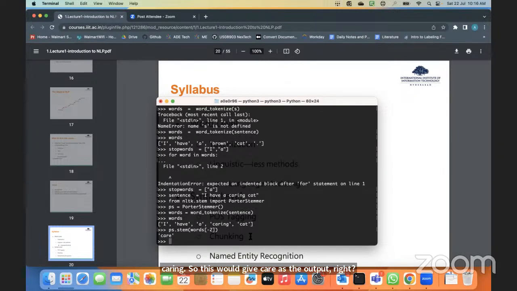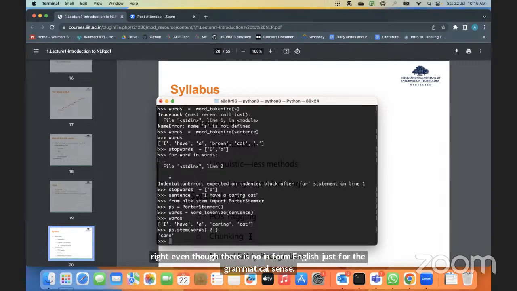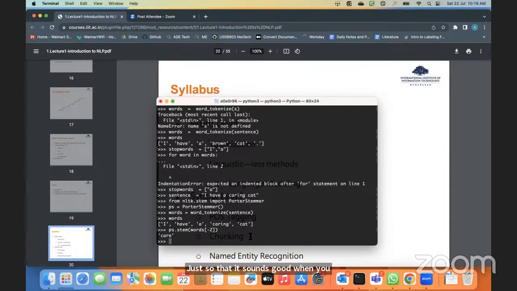For "I have a care cat," you can understand the meaning, right? Even though there is no ing form, ing is just for the grammatical sense, just so that it sounds good when you listen to it. That is how the language has evolved. So care is enough information in the sentence. So "have care cat I," those four words would be enough to understand the language.